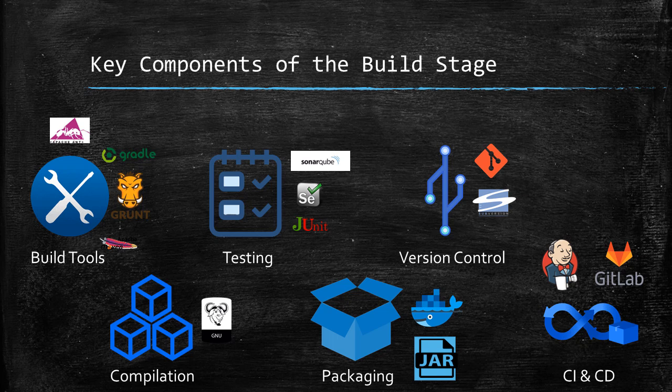The key components of the build stage typically include build tools, which are software programs that automate the process of building an application from source code. Popular build tools include Maven, Gradle, Ant, and Make. Compilation is the process of converting source code into machine-readable instructions. During this process, the code is checked for syntax errors and translated into a format that can be executed by the target environment.